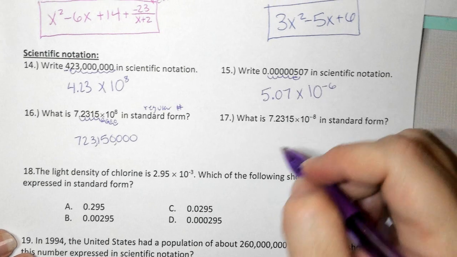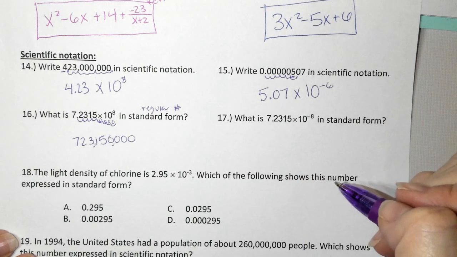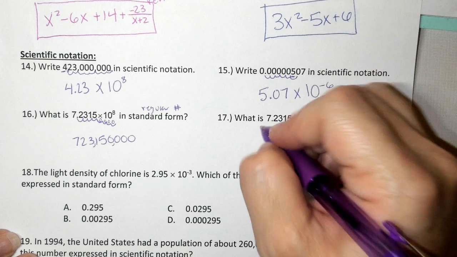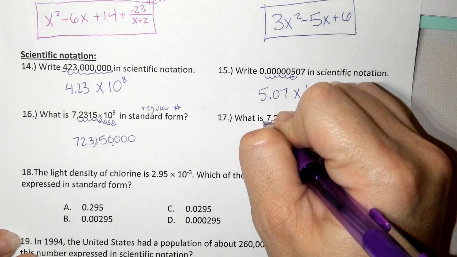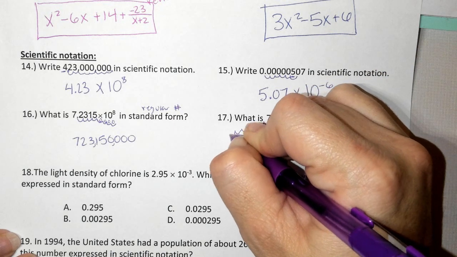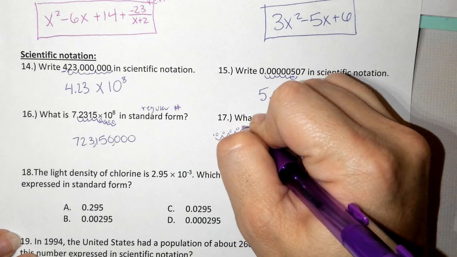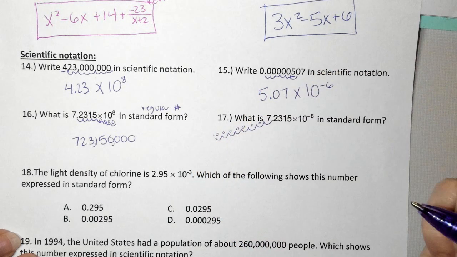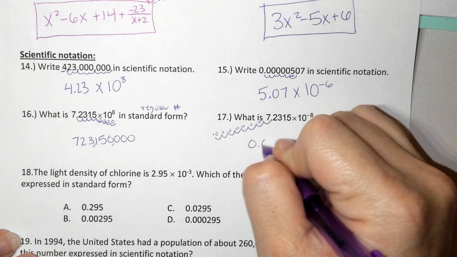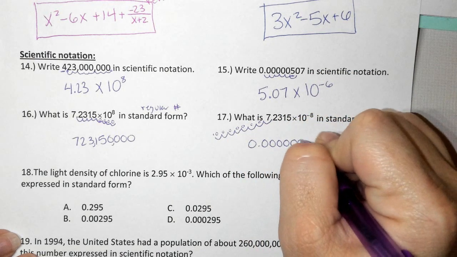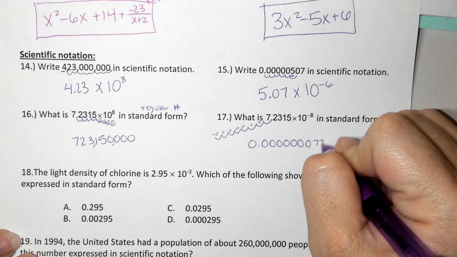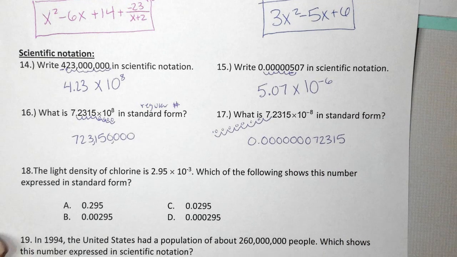Okay, so here, same concept, except it was negative, so it's going to make a number smaller than 1. So I'm going to move to the left. 1, 2, 3, 4, 5, 6, 7, 8. So 1, 2, 3, 4, 5, 6, 7 zeros. So 0.1, 2, 3, 4, 5, 6, 7, 7, 2, 3, 1, 5.